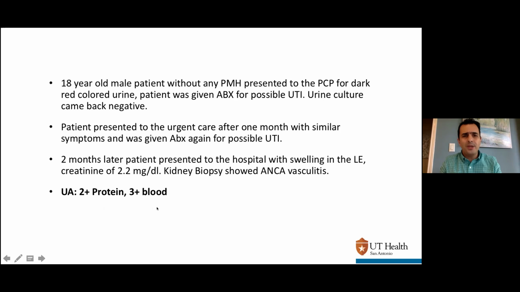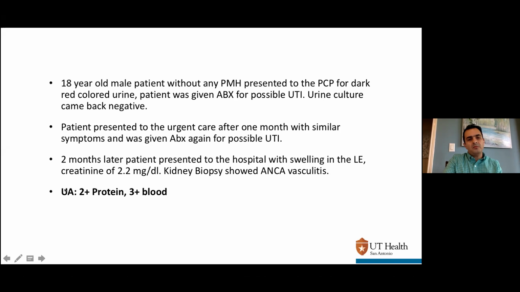This is different from your patients who present with 20 years of history of diabetes and hypertension and a lot of comorbidities, with a creatinine of 1.5 or 2 and some protein and blood. This patient has no past medical history, and he's a young male presenting with recurrent UTI, which is not very common in male patients, and he has 2+ protein and 3+ blood. This patient should have been referred really early to nephrology with the possible diagnosis of GN.